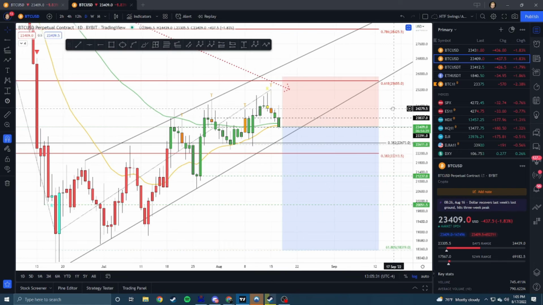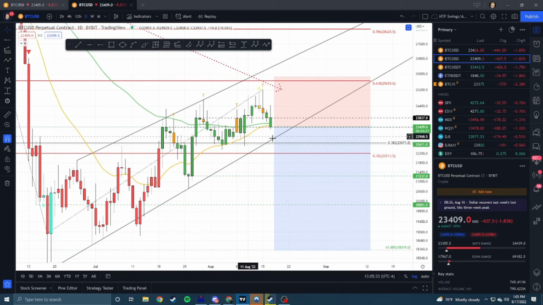In terms of entries, obviously that previous high, like we talked about, 23.4K, maybe throw in entries around the 21 and the 55 EMA as well, or you can average them because they're so close together. And then also another one around 23.8K.